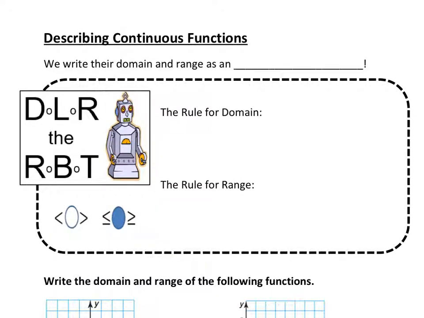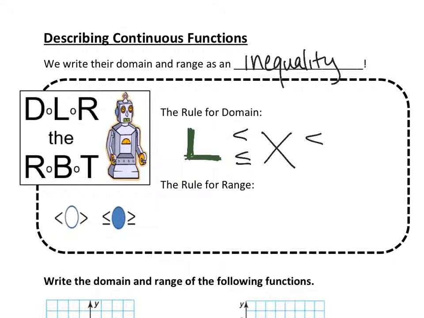When we are describing these continuous functions, just like you told me for the puppy, you are going to describe these domain and ranges as inequalities. Because you told me that the puppy showed up between 2 and 11, we can use an inequality to say that in math. Here's the rule for domain. You're going to tell me what the left number is, which is the smallest number on the left side of the graph. You're going to give me either less than or equal to, an x in the middle, less than or equal to, next to the x, and then the right number.